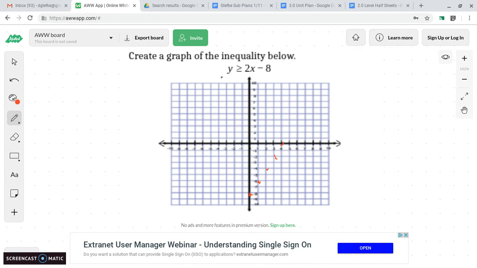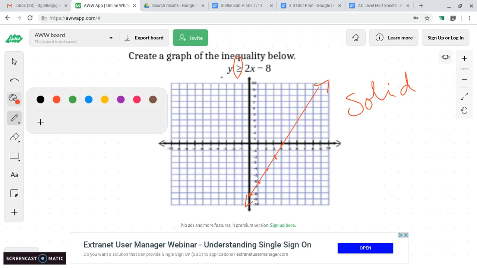And then we need to look at the type of line that we have. For this one, we do have the or equal to symbol underneath, which means it's going to be a solid line. And so we can connect our dots with the solid line. We can extend that, and then we can draw some arrows on the end for our solid line. We also need to shade.